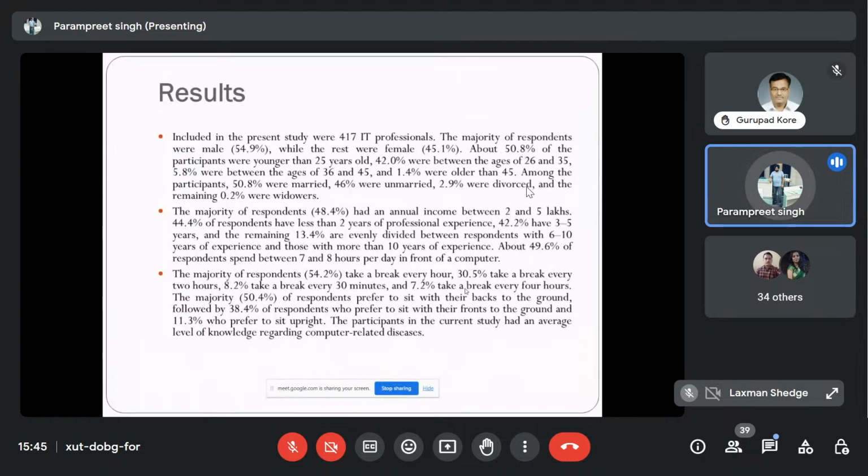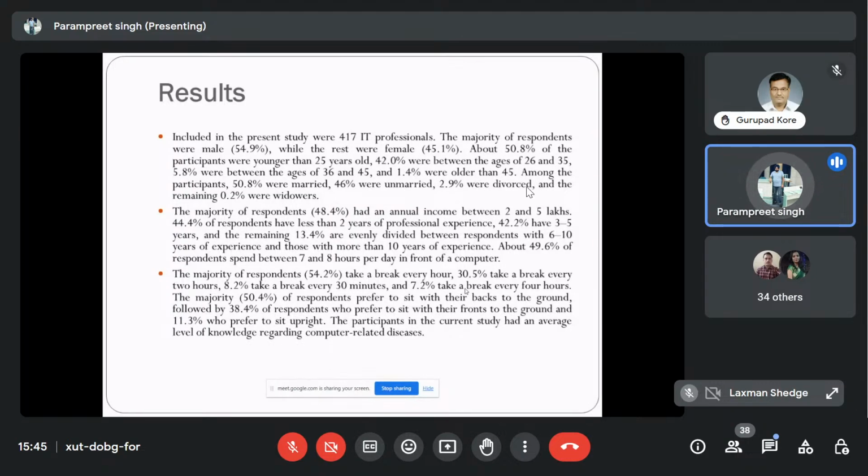were older than 45. So among the participants, 50.8 were married, 46% were unmarried, 2.9% were divorced, and the remaining 0.2% are widowers. So, the majority of respondents, 48.4%, had an annual income between 2 and 5 lakhs. 44.4% respondents have less than 2 years of professional experience.